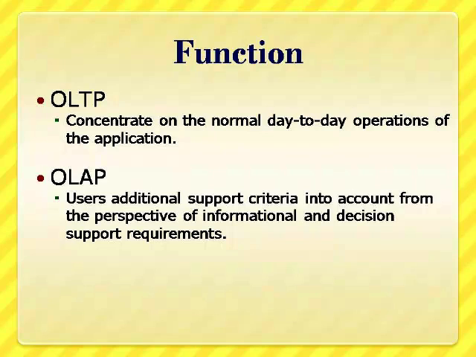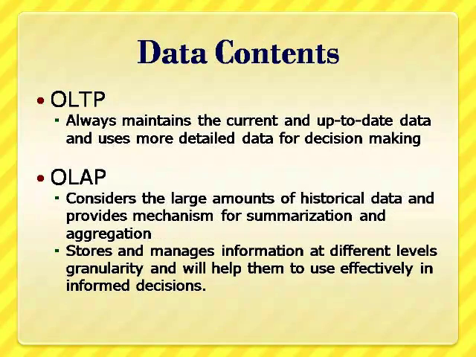Whereas in OLAP systems, the main concepts used are star schema, snowflake schema, or fact constellation schema, taking the subject-orientedness into account. From the data contents point of view, OLTP always maintains the current and up-to-date data and uses more detailed data for decision making. In the case of OLAP, large amounts of historical data are considered, and such systems provide a mechanism for summarization and aggregation. They also store and manage information at different levels of granularity. These features help in making well-informed decisions.